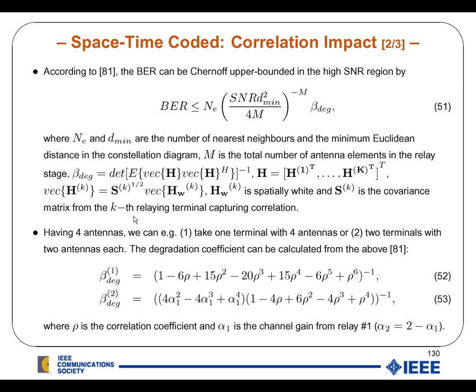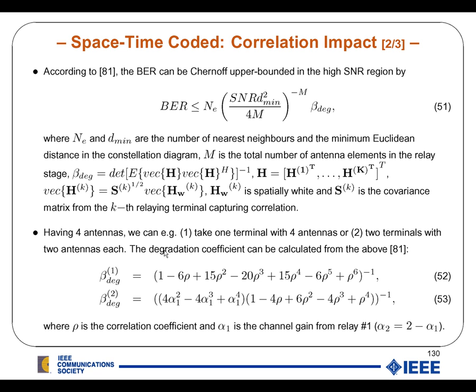Assume we have 4 antennas and we have the choice of distributing them. One way of doing it, we say, alright, let's give all 4 antennas to one terminal, meaning of course all 4 will be correlated. Alternatively, I could split it between 2 terminals, saying, okay, I'll give 2 antennas to one terminal and 2 antennas to another one. But if I do so, I need to decide how much power I assign to each of these terminals to achieve the minimum bit error rate.